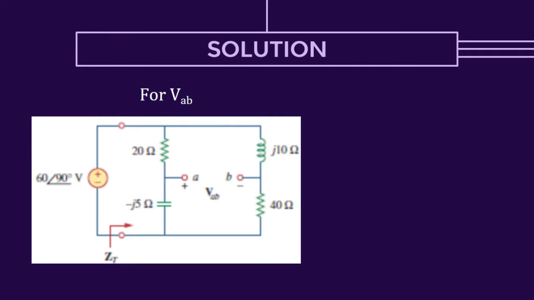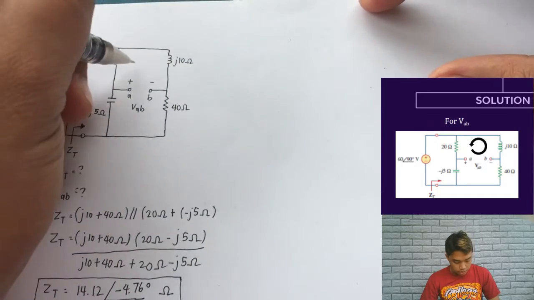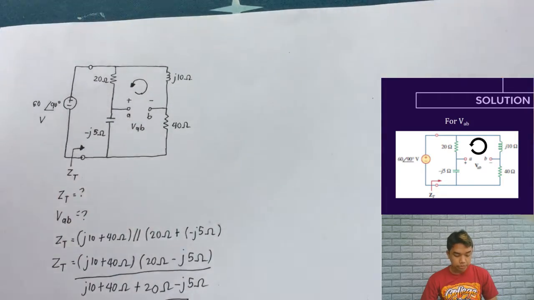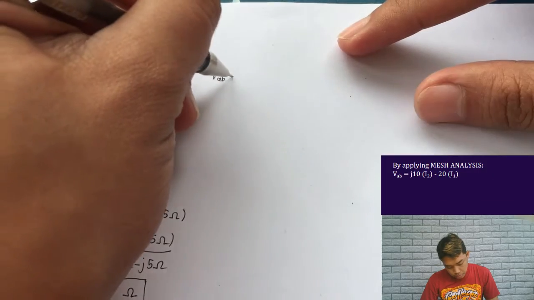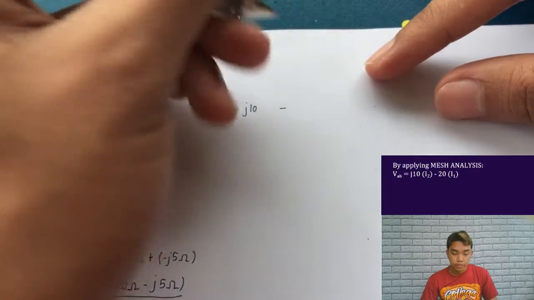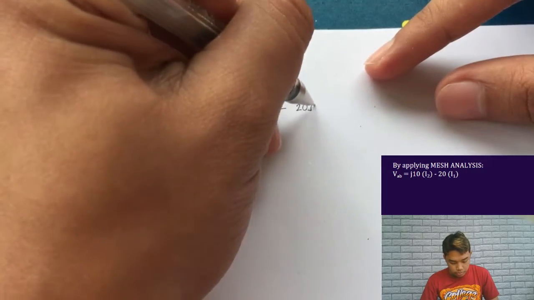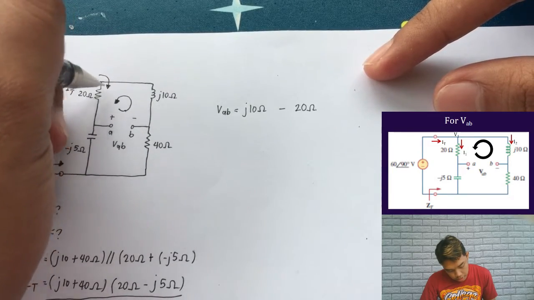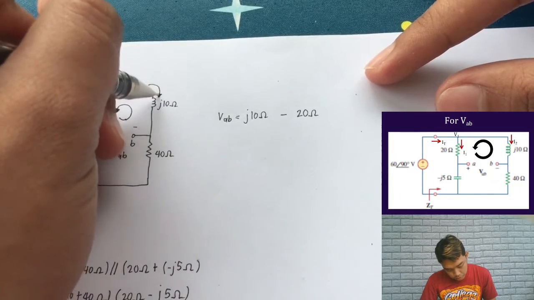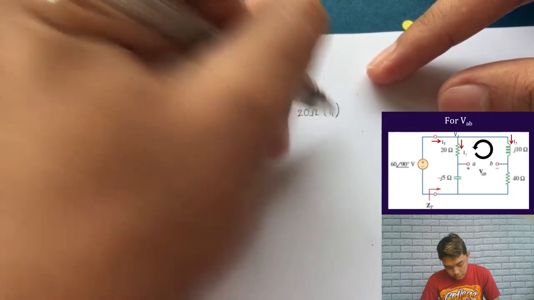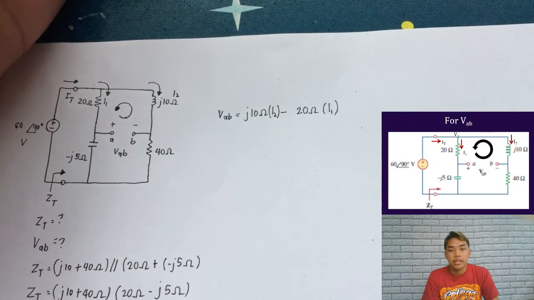So next is to solve for the voltage at AB. To solve that, we need to make a mesh at this part. You can see we make a mesh here, and by applying mesh analysis, we will be able to know that VAB is equal to j10 minus 20 ohms. So if we have I here, it will be distributed as an I1, and here is I2. So our multiplier for this is I2, and here is I1. So this is a combination of nodal analysis and mesh analysis.